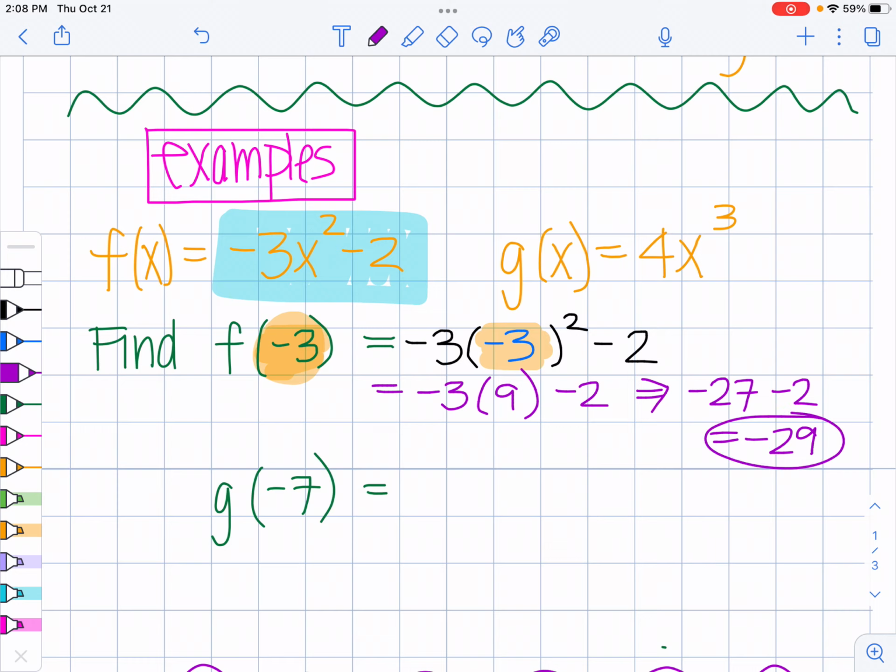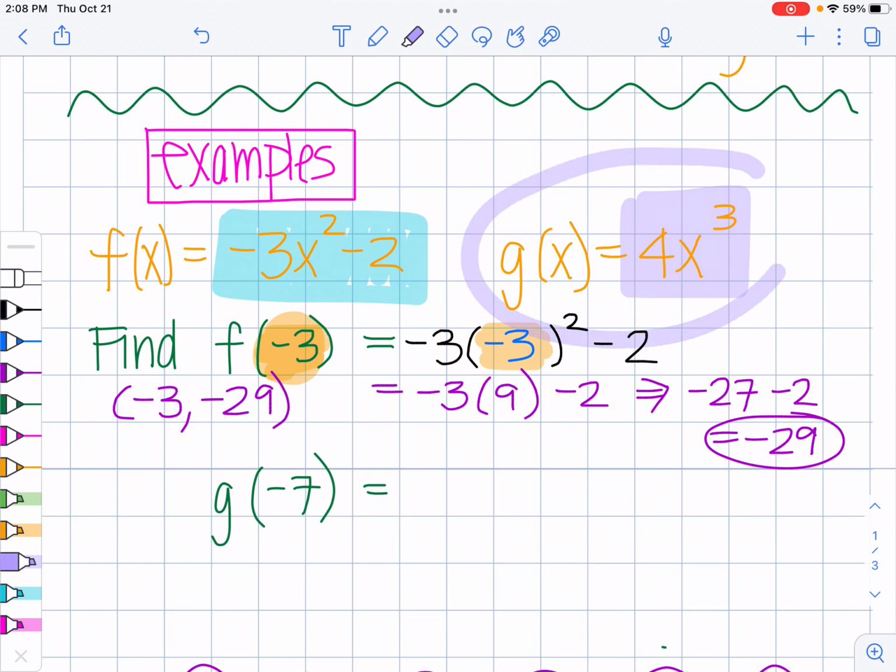Also know that this gives you an ordered pair of (-3, -29), as -3 is my input and -29 is my output. Okay, next one, g of -7. That says I take my function g, which is this guy over here, 4x to the third. Now I'm going to use this function and plug in my value of x, which is -7. So I'm going to set up my skeleton, 4 blank to the third. And what number am I plugging in for x? I'm plugging in -7.